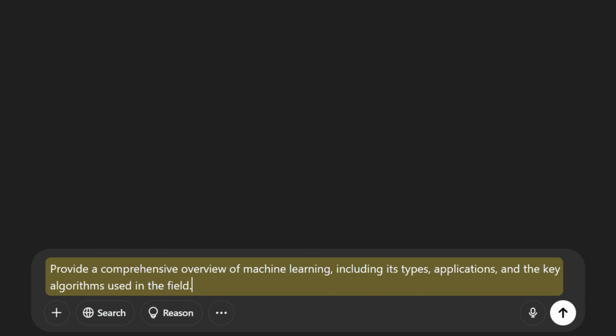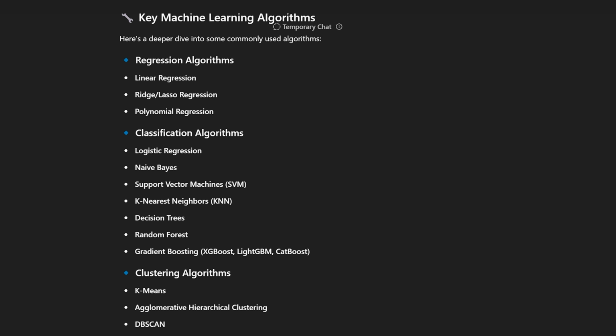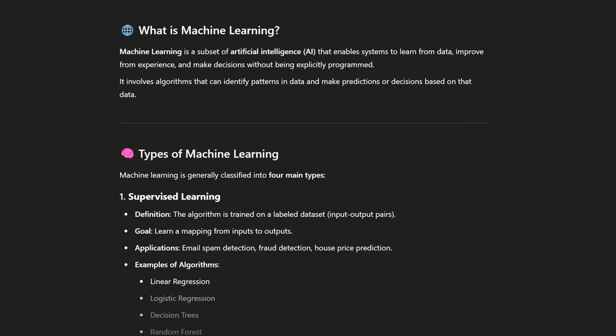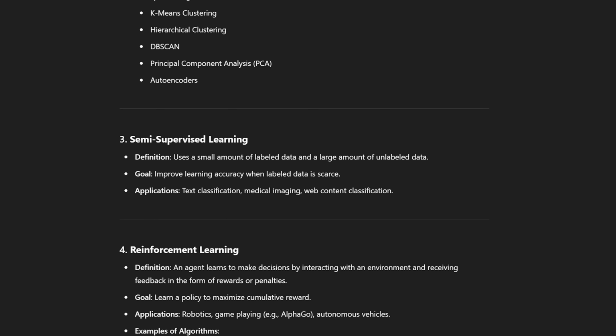With priming now, you see, I'm writing here, provide a comprehensive overview of machine learning, including its types, applications, and the key algorithms used in the field. So I have given the details, the priming information, that I need a comprehensive overview. Along with that, I need types, applications, and the key algorithms used in the field. Compare the without priming and with priming, you would see a huge difference in the answer itself.